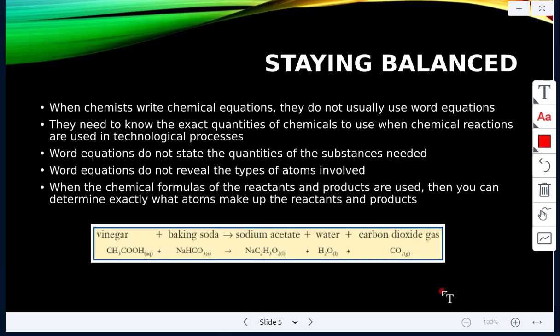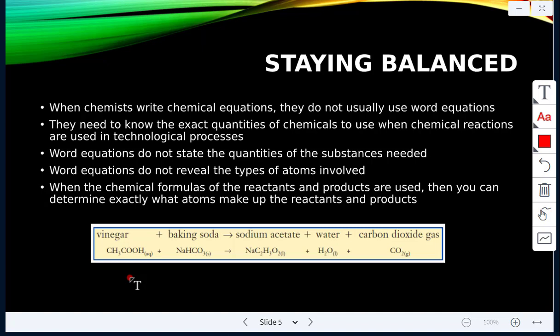So when we write chemical equations, we're using atoms, so we're using chemical equations with their chemical formulas. We don't usually use word equations when we're looking at chemical equations. The reason is that we need to know the exact quantities of chemicals to use when chemical reactions are used in technological processes.